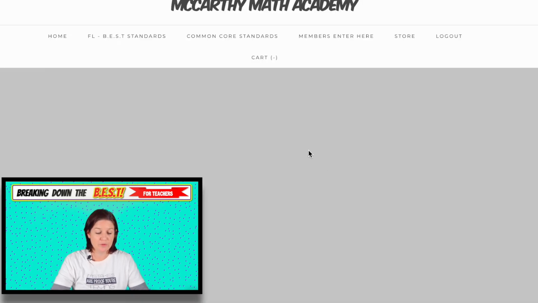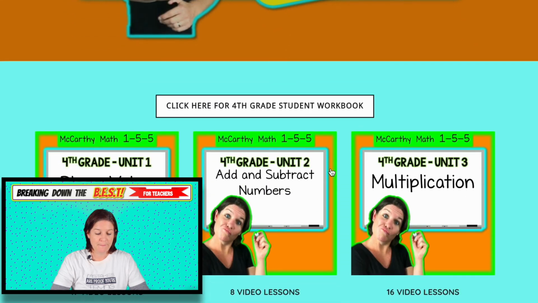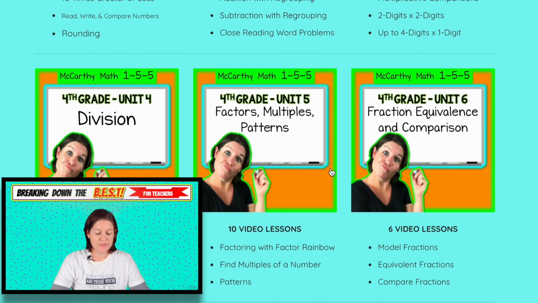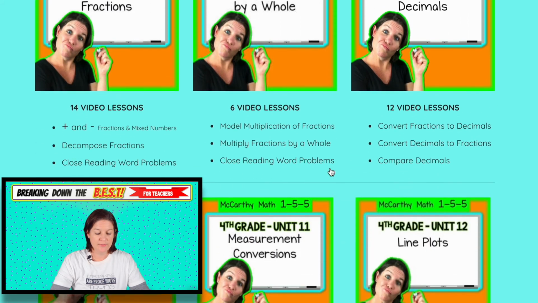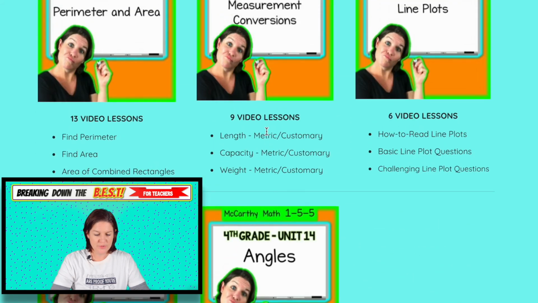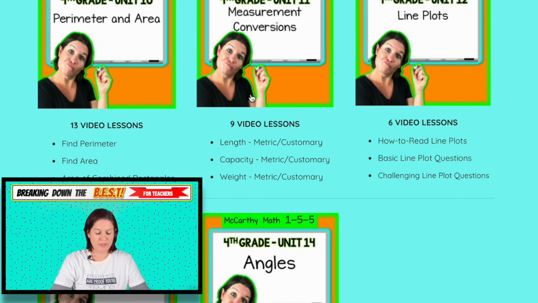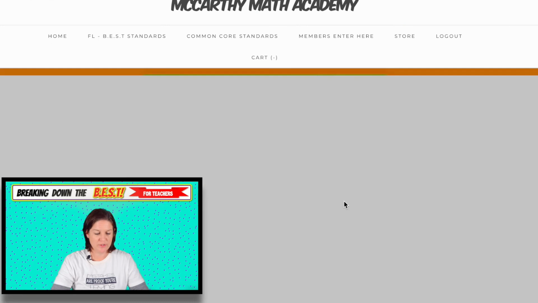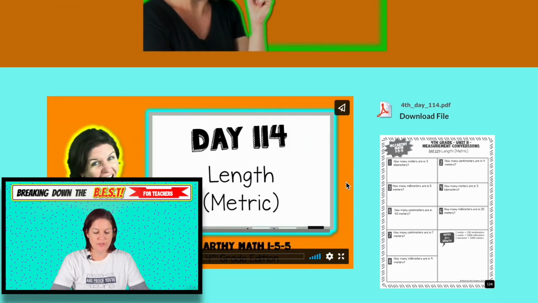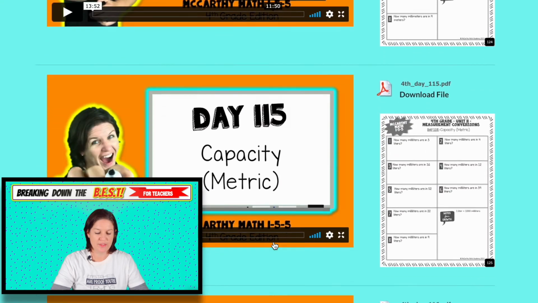So when we click on 4th grade, you can see here are the different units. And then you'll see it more when we get into measurement conversions there. You have 9 video lessons for that, but it's not quite what the standard was talking about. But you can see here there's more. When we get to measurement conversions, these will make more sense for that.